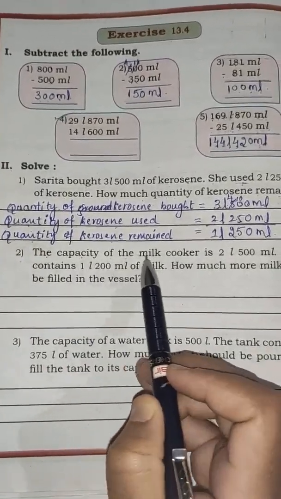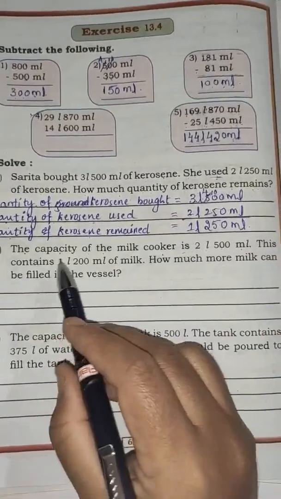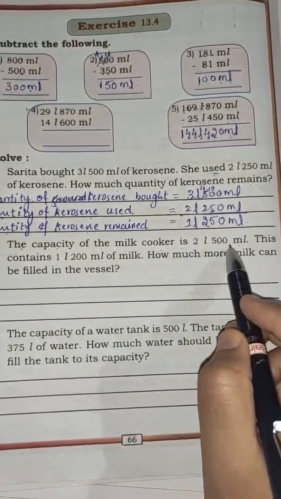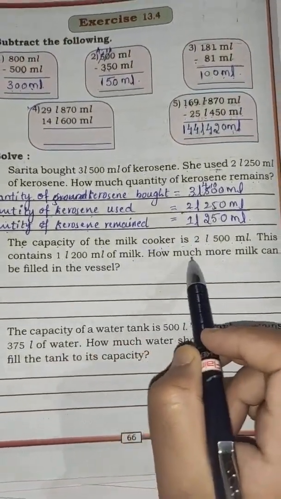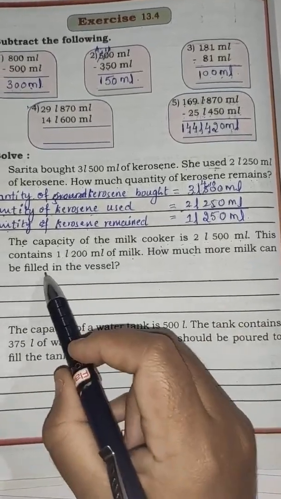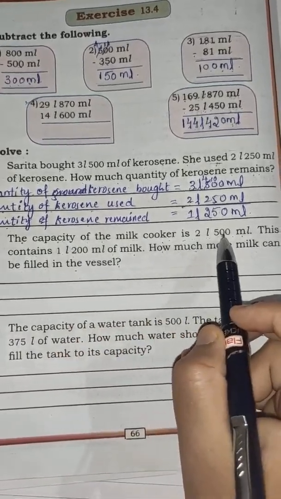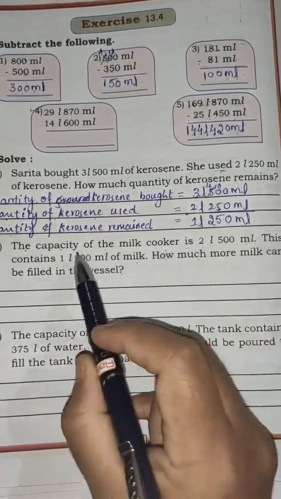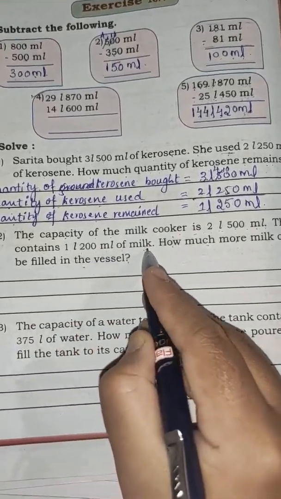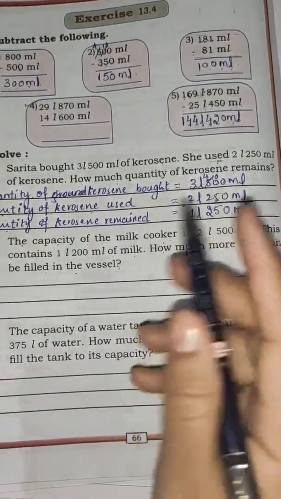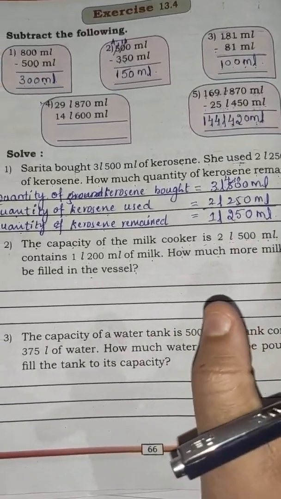The capacity of the milk cooker is 2 liter 500 milliliter. This contains 1 liter 200 milliliter of milk. How much more milk can be filled in the vessel? So what is the capacity of the milk cooker? It is 2 liter 500 milliliter. Now presently that cooker contains 1 liter 200 milliliter of milk. You have to calculate how much more milk can be filled in that milk cooker or vessel.